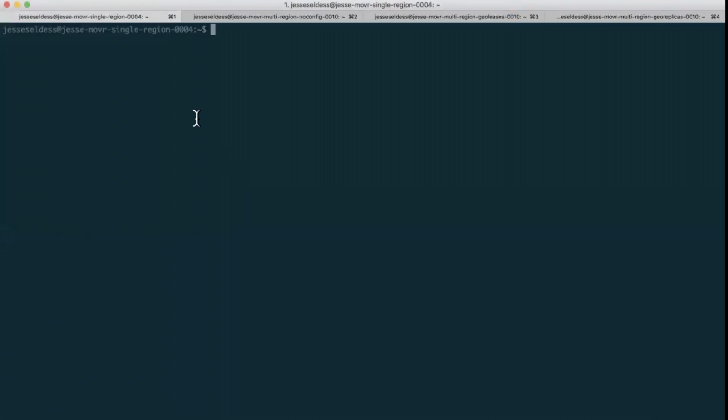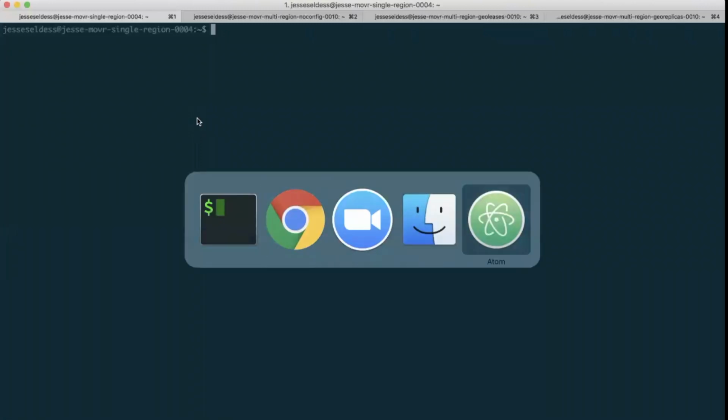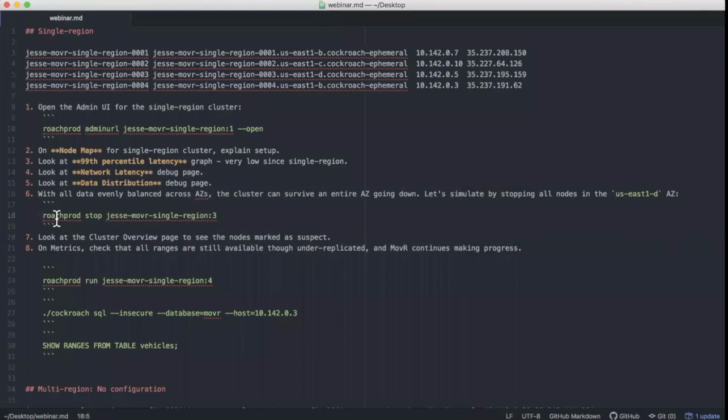So here we're on the client VM in the US East region of this cluster. Let me grab a command real quick. And so we're on this VM, and I'm using an internal tool that's just sending a command to tell the node in one of the availability zones to just stop. I'm just going to do that as a way to kind of simulate an AZ outage.